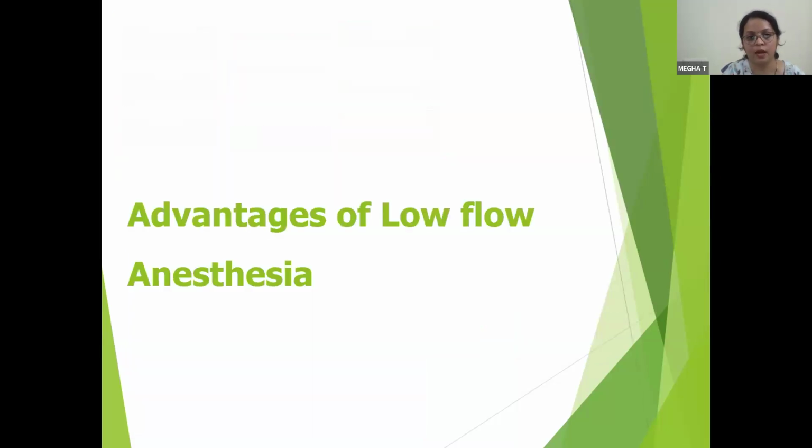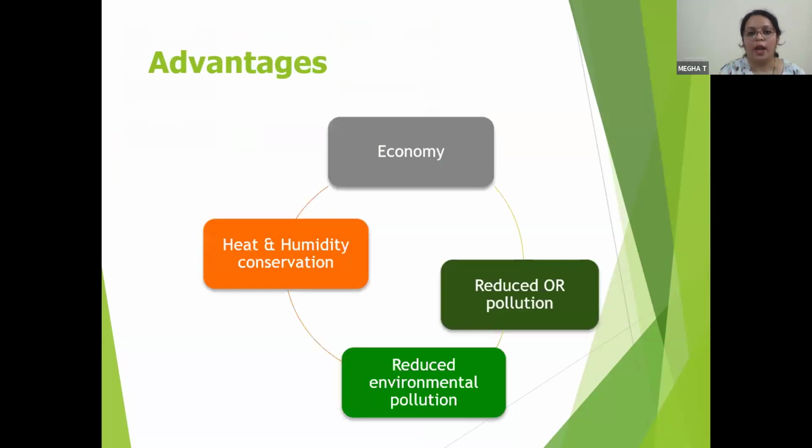So coming to the end of the topic, what are the advantages and what are the disadvantages? As we know: economy, reduced OR pollution, reduced environmental pollution, heat and humidity. Economy: using 6 liters per minute of gases for 2 hours, you use around 720 liters, whereas with 500 ml you use for 2 hours, you are using only 60 liters. And as we know, a bottle of inhalation anesthetic is very costly. So that is why one advantage of low flow anesthesia is economy.